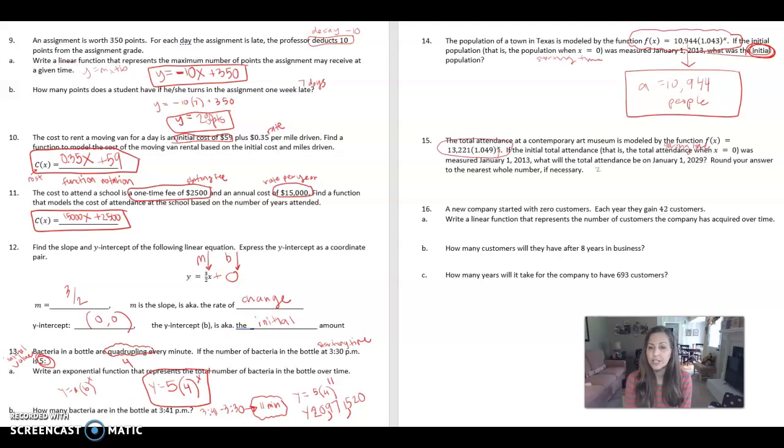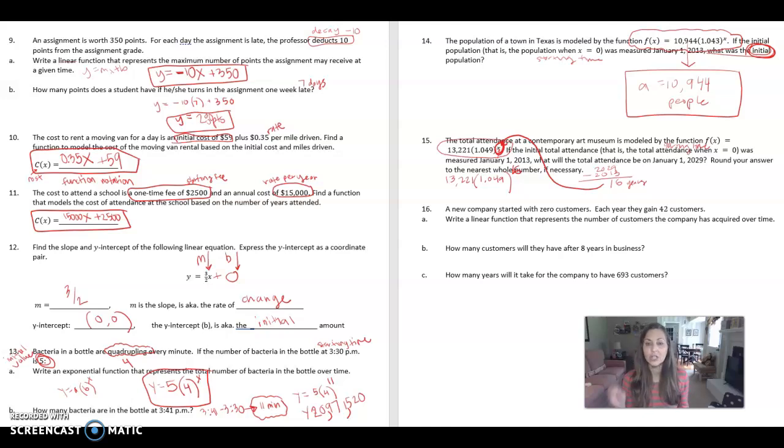Well, we've got to determine our time. So if we do 2029 minus 2013, that is how many years we're looking at here. So that's going to be 16 years. 16 years is what we need to plug into our formula. So we're going to plug 16 in for this X. So 13,221 times 1.049 raised to the power of 16.